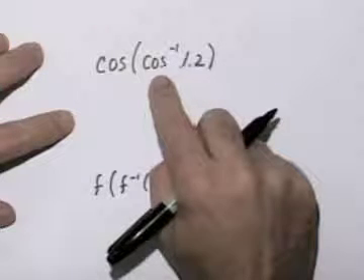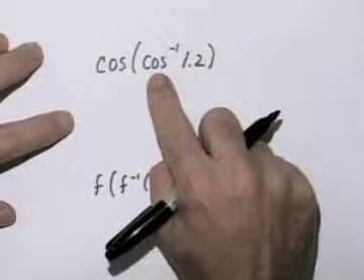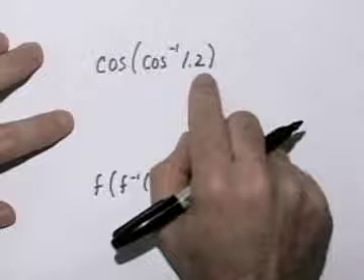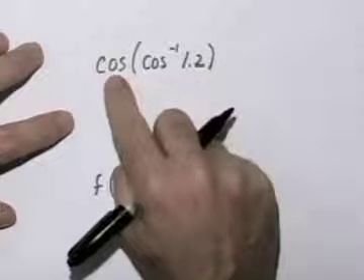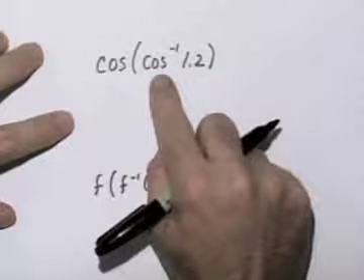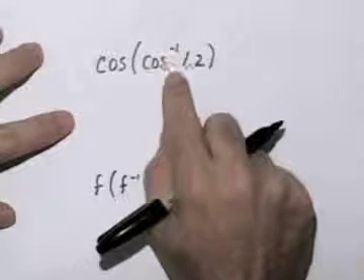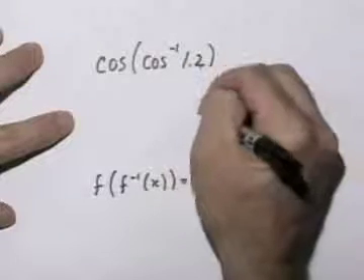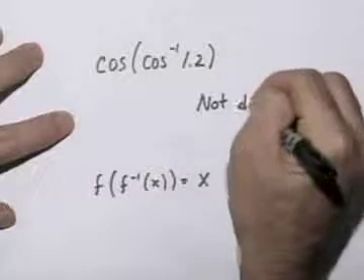The reason the domain of the inverse cosine function is all real numbers between -1 and 1 is because that's the range of the cosine function. Because 1.2 is not in the domain of the inverse cosine function, this expression is not defined.